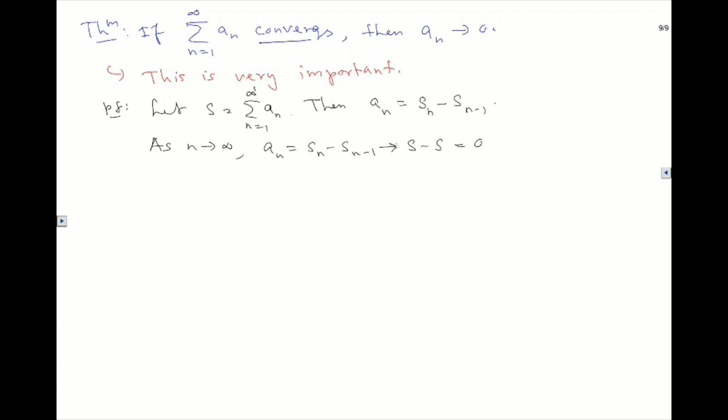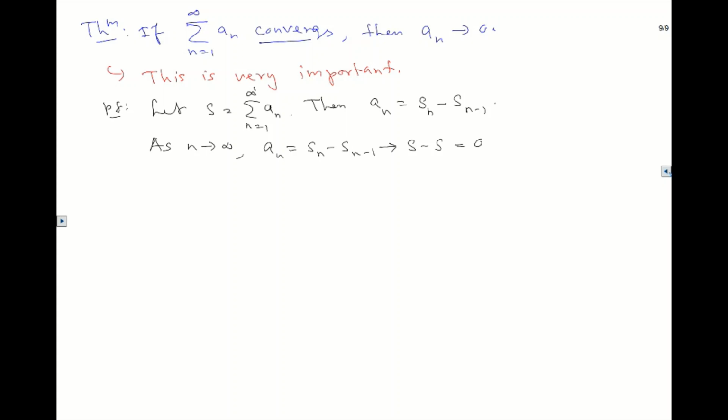So what does that mean? If the series converges, the nth term goes to 0. So that means if the nth term is not equal to 0, the series cannot converge. Because we know that if the series converges, the nth term has to be 0. So if the nth term is not equal to 0, there's no way the series can converge.